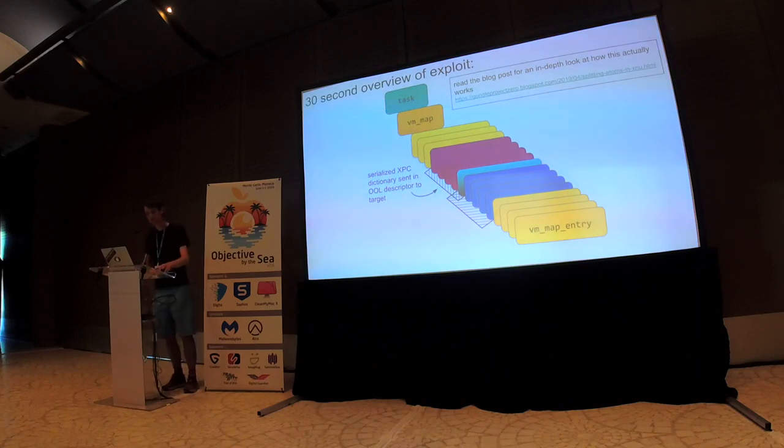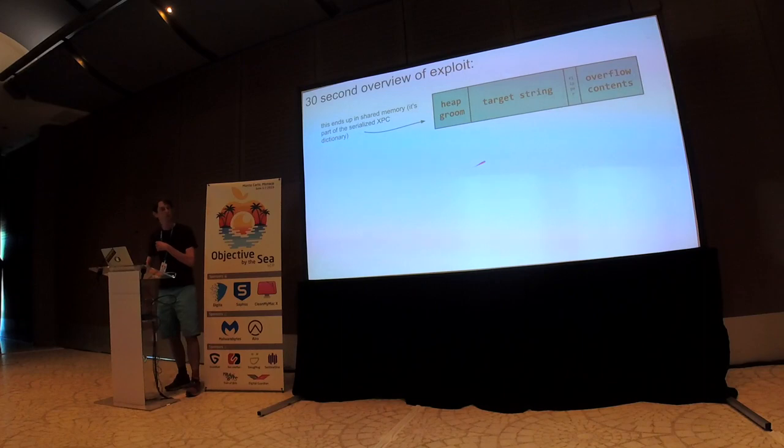30 seconds. We actually have a few more than 30 seconds remaining, so I can do maybe a 2 minute, 30 second overview of how the exploit actually works. So we take our crafted serialized XPC dictionary that we're going to send to our target. And at the end of this, we have this overlapping VM map heap tree. So this first region is going to get sent to our target as a serialized XPC object. And this region is going to get sent to ourselves. So we are going to end up being able to read and write the end of this serialized XPC dictionary while the target is parsing it.